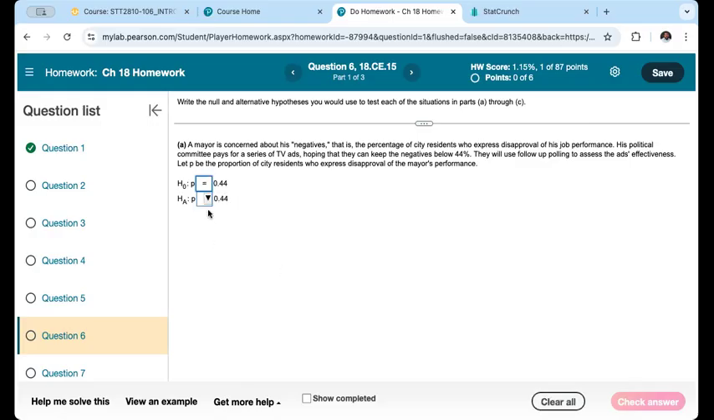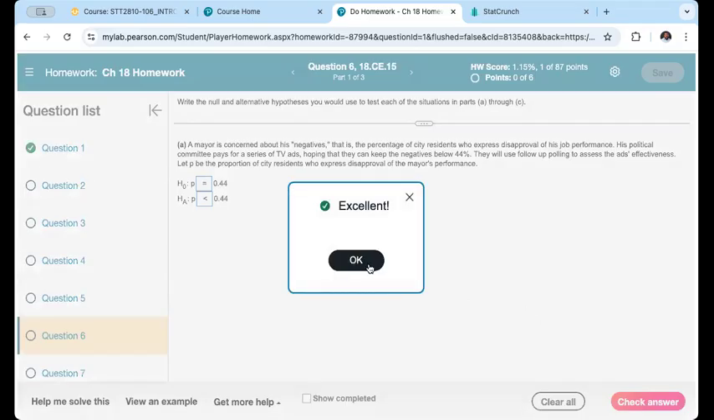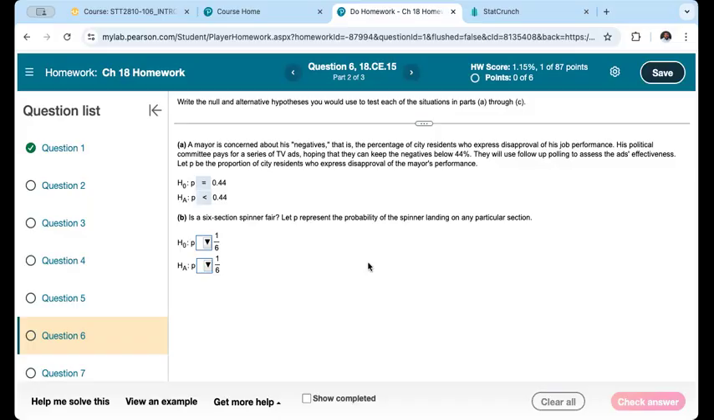Okay. How about the alternative? Why do you think it's less than? Yes. So when you look at this, you can see from here that they are hoping to keep the negatives below 44%. Is that okay? That should give you the idea that it's what? It's less than. Let's get to B.